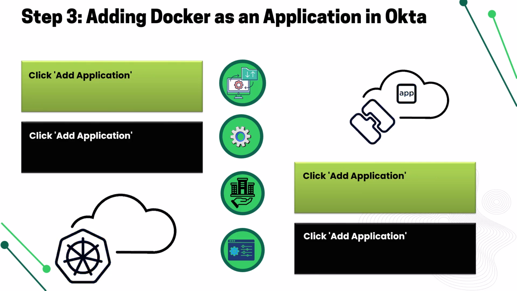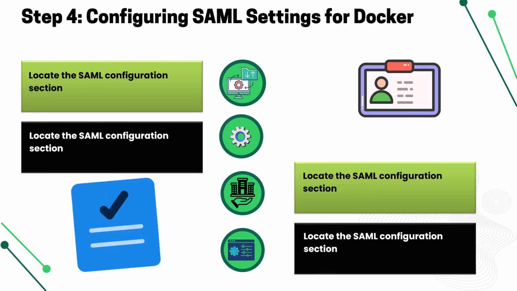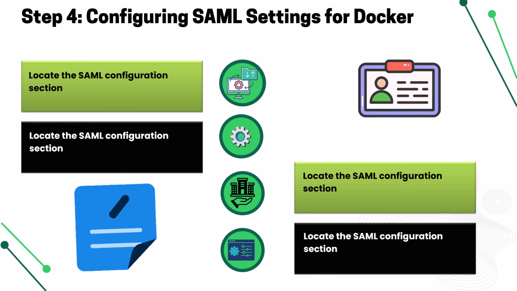Click on Add Application, search for Docker in the catalog, and select it from the results. Confirm your choice and move forward with the setup. You're making great progress. Now comes the fun part, configuring SAML settings.